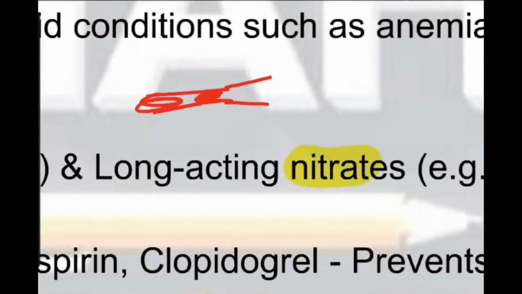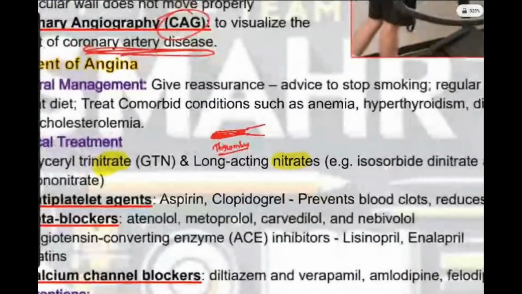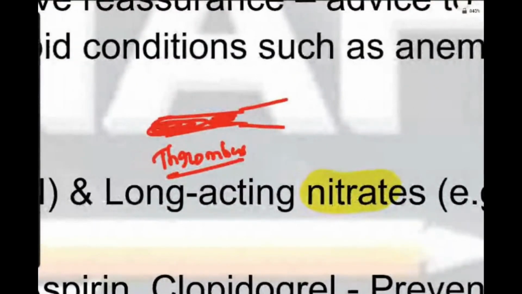So whenever there is stasis of the blood, what will that lead to? Thrombus. Okay, it will lead to thrombus. You don't want thrombus to be formed, because if thrombus is formed, the cell which was supplied by this artery will undergo necrosis. So you don't want the thrombus to happen.